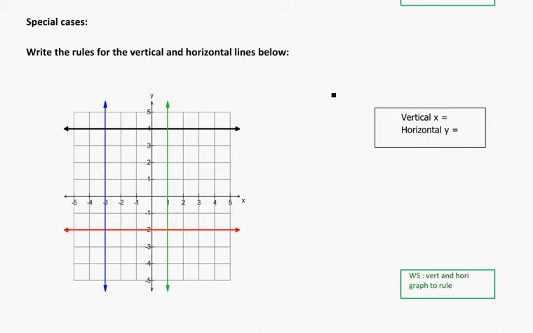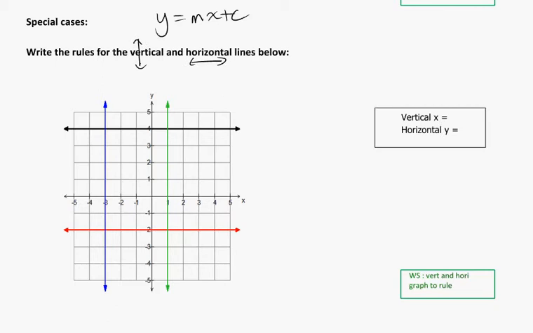So one more special case to look at here when we're using the y-intercept method. Remember that usually we see things like y equals mx plus c, and we can either go from a graph and write the rule, or have a rule and plot the graph. But there are the special cases of the vertical and horizontal lines. Again, vertical up and down, horizontal left to right.